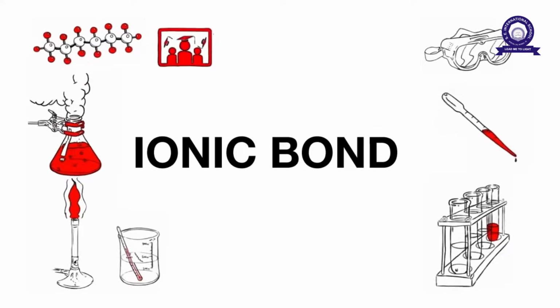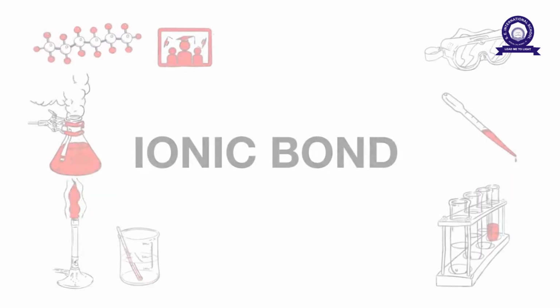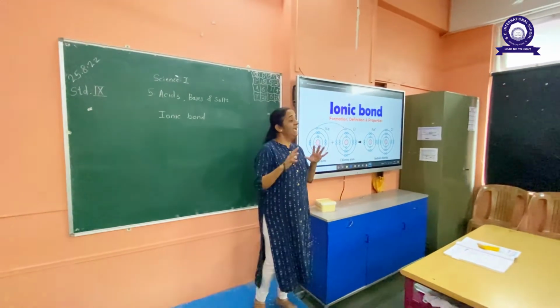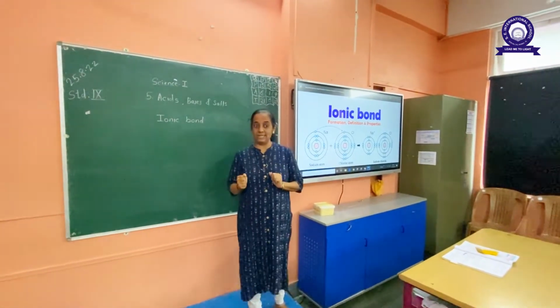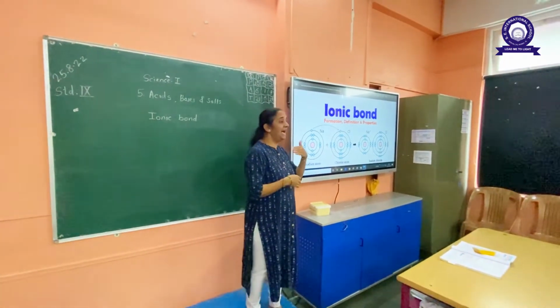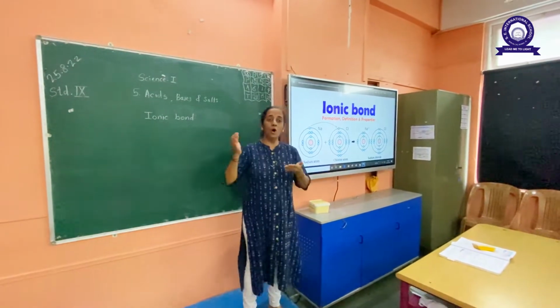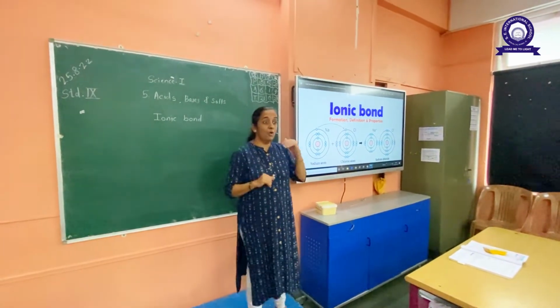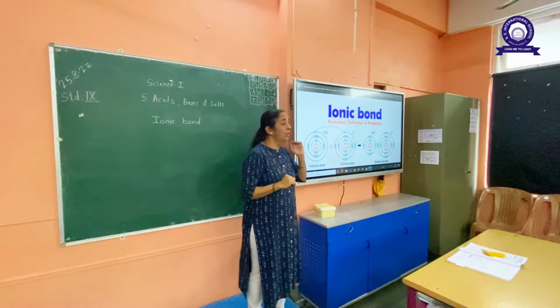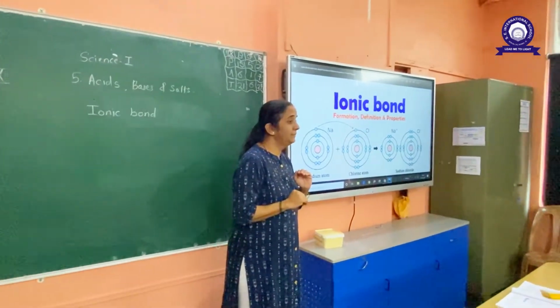Today we are going to study about ionic bond. Actually, every atom has a tendency to obtain either duplet state or octet state. This we already studied in 8th standard. What do you mean by duplet state?